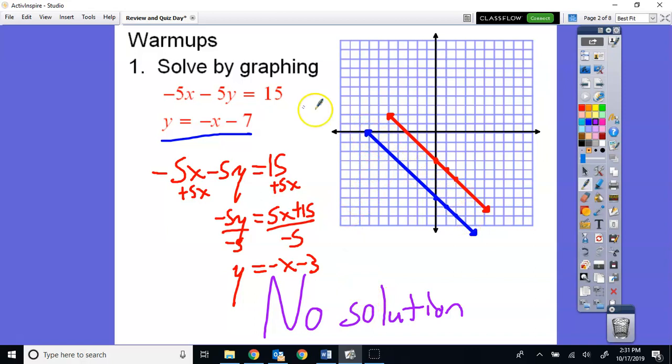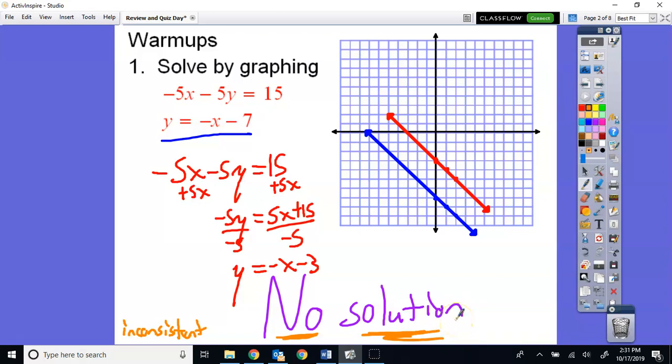Every point on the blue line still works for this equation. Every point on the red line still works for this equation. But there is no solution that works for both of them. Now, we also called that inconsistent. That was the name of this type of system. But you do not need to focus so much on that name and forget to actually write no solution. Some of you on your quiz forgot that this is really the important part, understanding that they don't have the same answer.